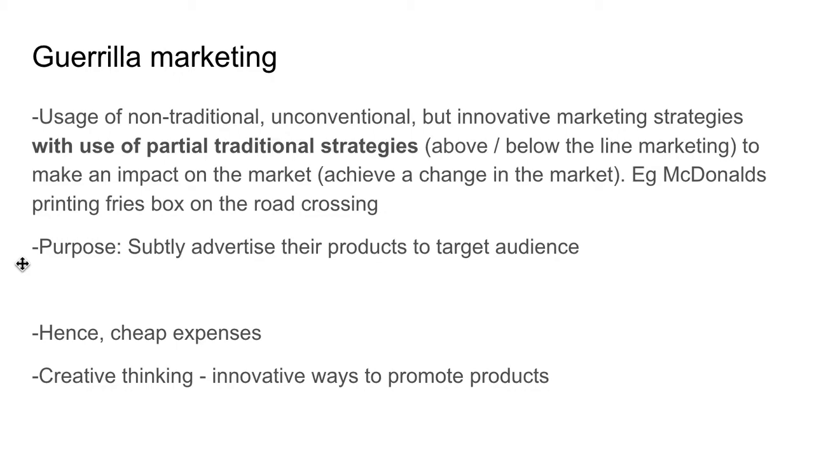For example, although I don't have a photo here, visualize in your head McDonald's putting a fries box on the road crossing. So you see road crossings always have those yellow lines, right? What if we add a french fry box there? Does that symbolize something else, right? So whilst you're walking along the road, it subtly tells you that McDonald's is over there, potentially inviting you as the audience to visit their store and purchase their product, which shows a use of non-traditional, unconventional but innovative marketing strategies.